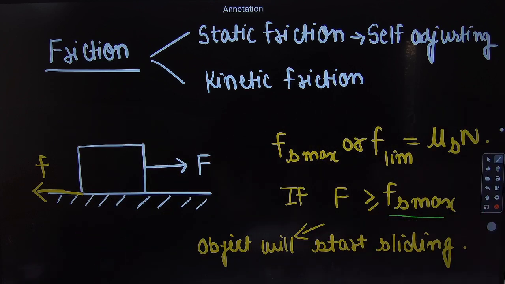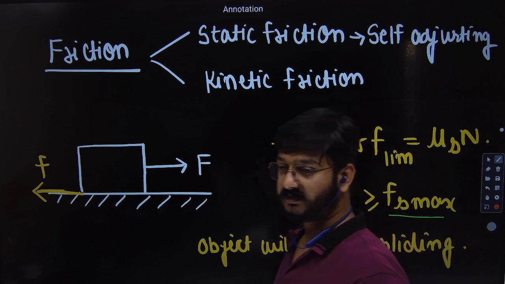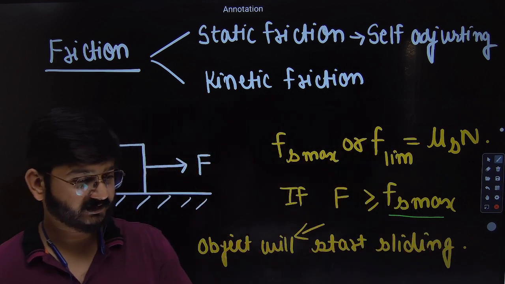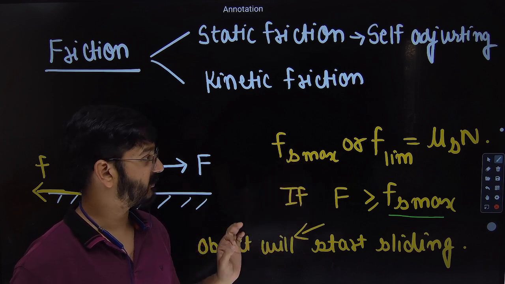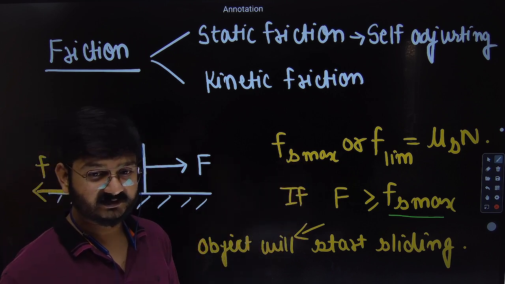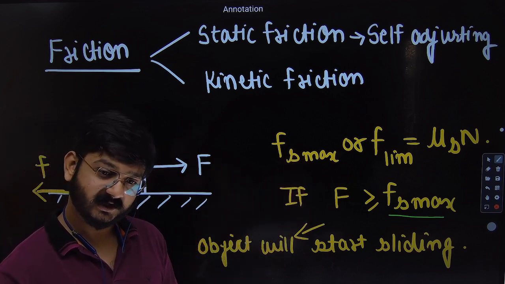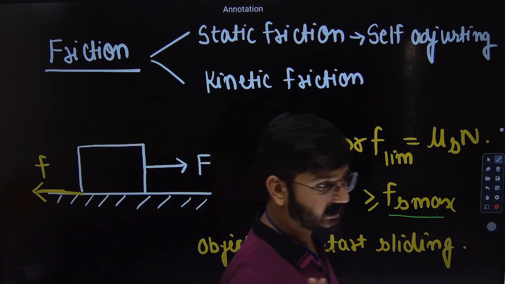I'm repeating again, there is no formula for static friction. Formula is only for maximum static friction and kinetic friction. Static friction is self-adjusting. Whatever force you apply, static friction becomes the same thing in the opposite direction.